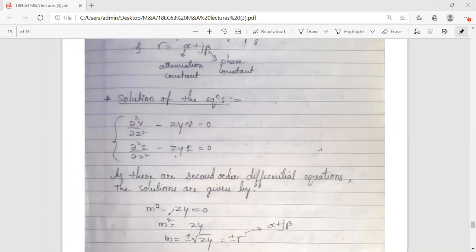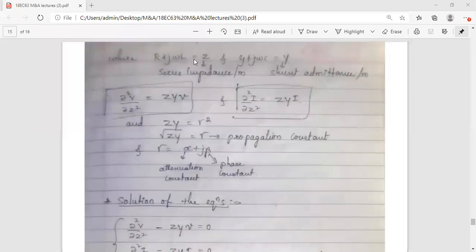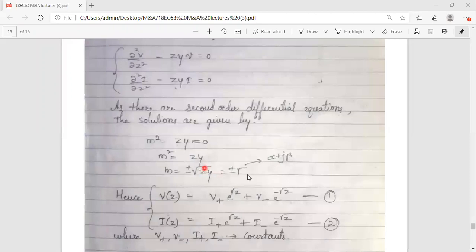Then find the value of m. So m square is equal to zy. Take zy to the RHS, minus will become plus. Then take the square root: m is equal to plus or minus square root of zy. Just now I explained that the square root of zy is the propagation constant gamma. Substituting that, I get m is equal to plus or minus gamma, that is alpha plus j beta in turn. No need to substitute further, keeping gamma is enough.